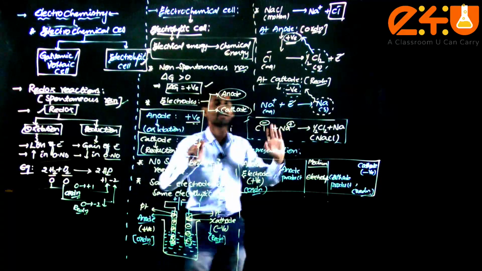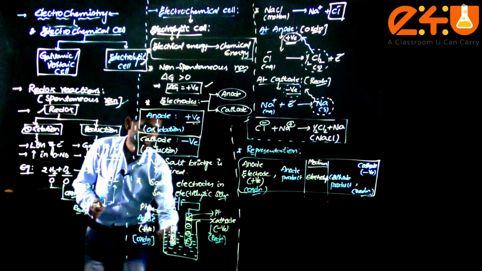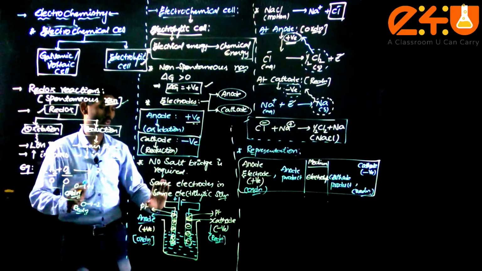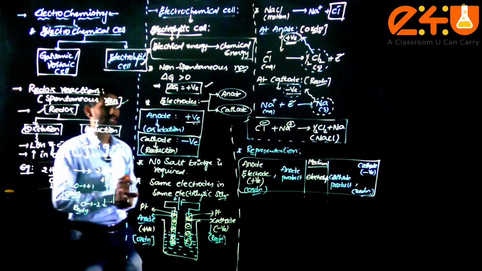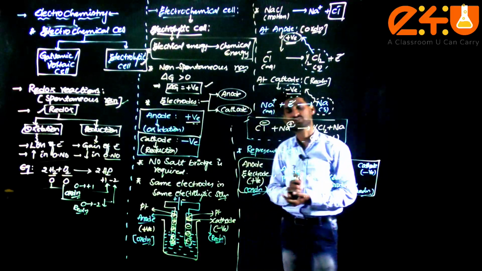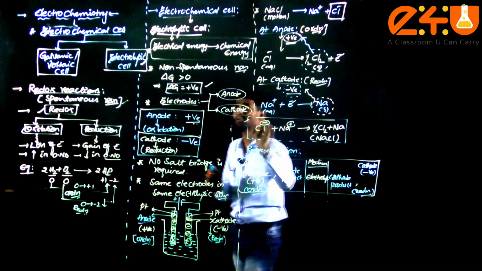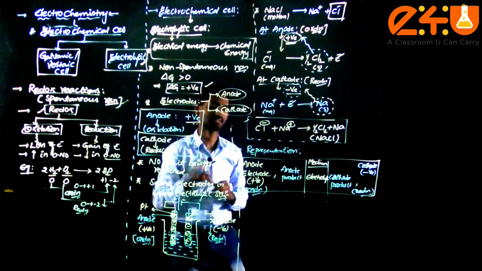This is called the representation of an electrolytic cell. Next, did I use any type of salt bridge, dear students? No salt bridge, because the same electrolyte is in the same electrolytic solution. That's why we do not need to use a salt bridge here. This is very important in the electrochemical cell, that is, the electrolytic cell.